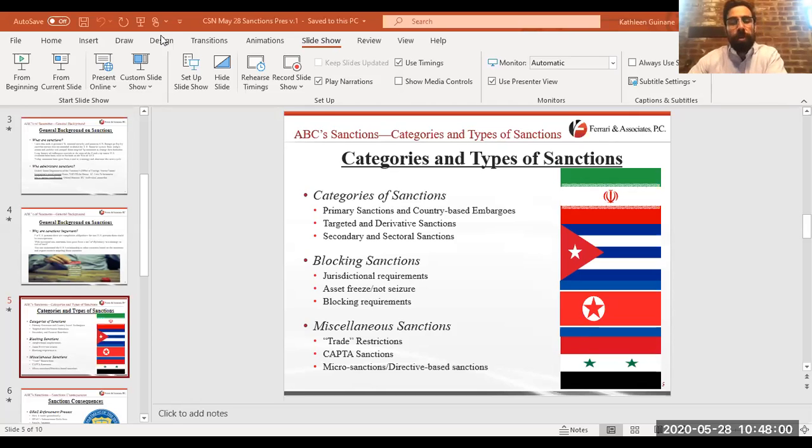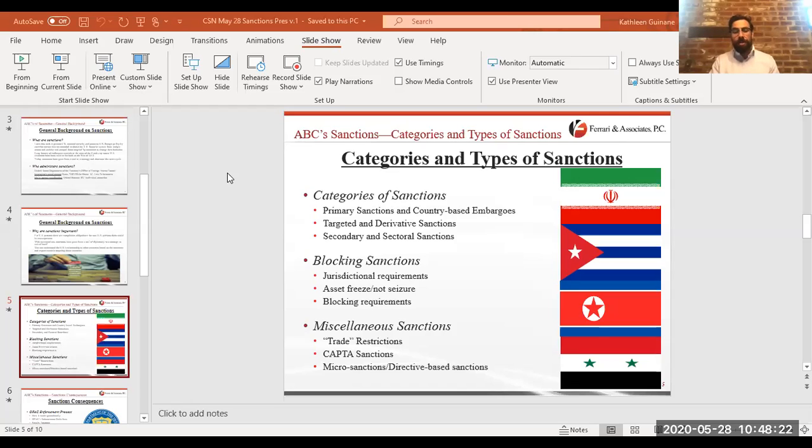Finally, there are certain reporting requirements that come into play with dealing with blocked property. Specifically, any U.S. persons in possession or control of blocked property have a legal obligation to report that blocked property to OFAC within 10 days of the blocking. Moreover, those persons will be required to file annual reports to OFAC concerning the status of the blocked property.